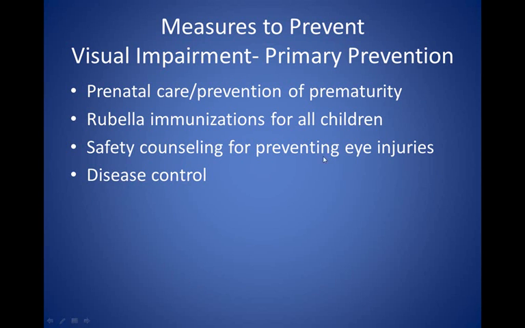We also want safety to prevent eye injuries, wearing eyeglasses when you're outside, safety glasses or safety goggles when you're doing anything like cutting the grass, other things where you could get some damage to your eyes. And then disease control. It's unlikely for you to go blind from diabetes if your blood sugar is well controlled. It's unlikely for you to go blind from hypertension if your hypertension is well controlled. So for patients with these chronic diseases, it's important that we keep those under control and let them know the importance of keeping their disease controlled.